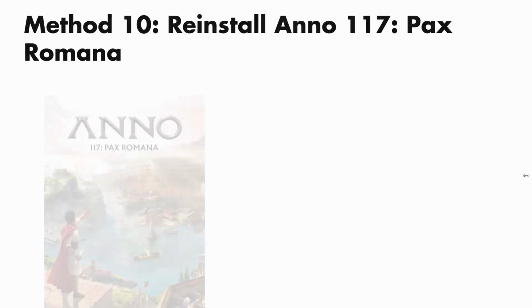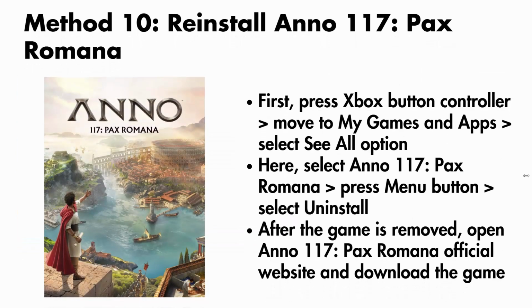Next solution is to reinstall Anno 117 Pax Romana game. For that, press Xbox button on controller, then move to my games and apps, then select see all option. Here select Anno 117 Pax Romana, then press menu button and then select uninstall. Now after the game is removed, open Anno 117 Pax Romana official website and download the game and then check if you can play it.